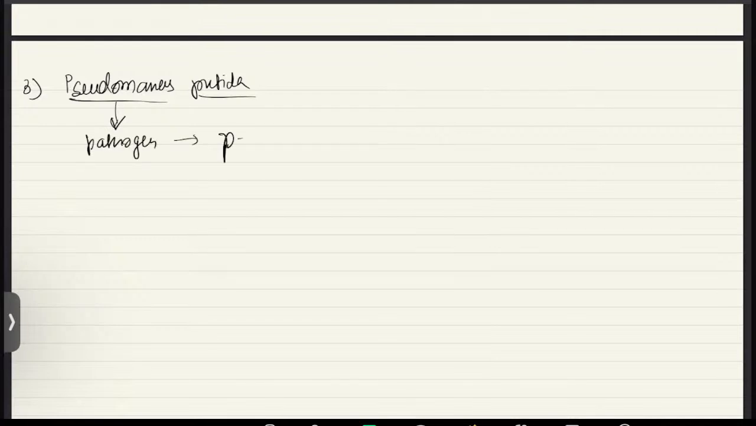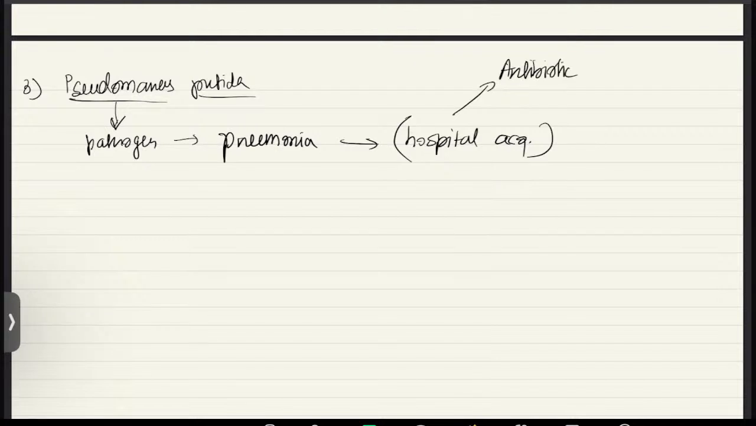So the name is Pseudomonas putida. Now this is a bacteria which belongs to the genus Pseudomonas. Pseudomonas, generally it is a pathogen. It causes pneumonia, that too hospital acquired pneumonia. So if it is hospital acquired, it is mostly antibiotic resistant.